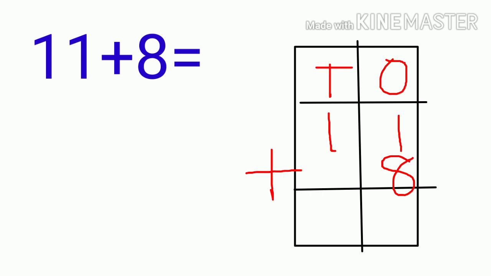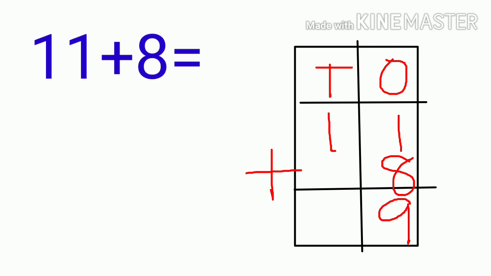Okay. Then what is the next step? We have to add the ones. Here, which are the numbers comes in ones column? Yes, 1 and 8. So let us add 1 and 8. Tell me children, what is 1 plus 8? Yes, it is 9. So we can write 9 in ones column.